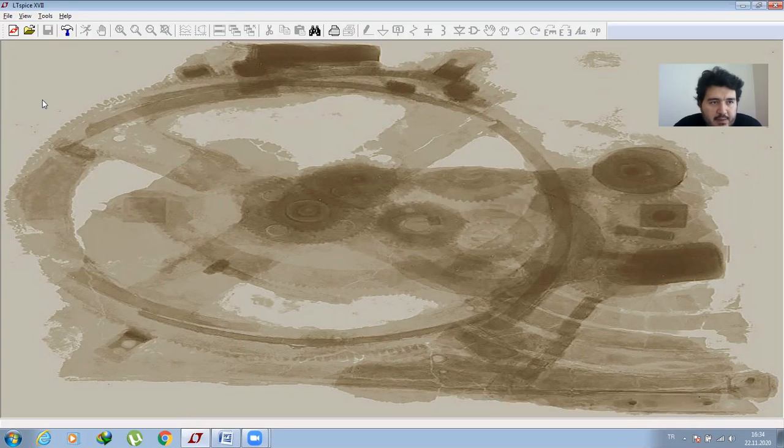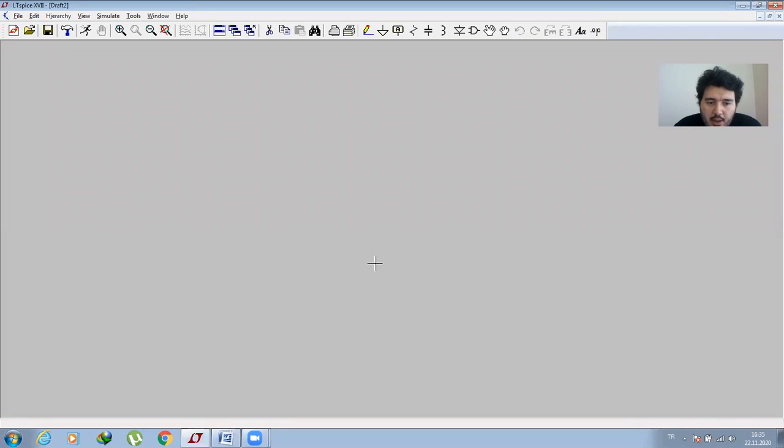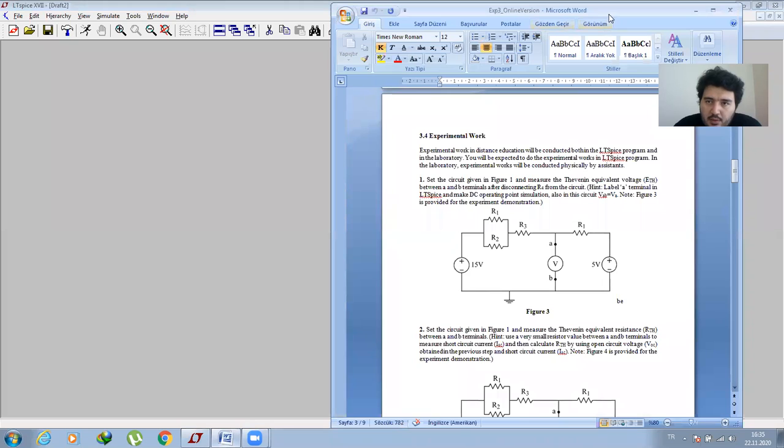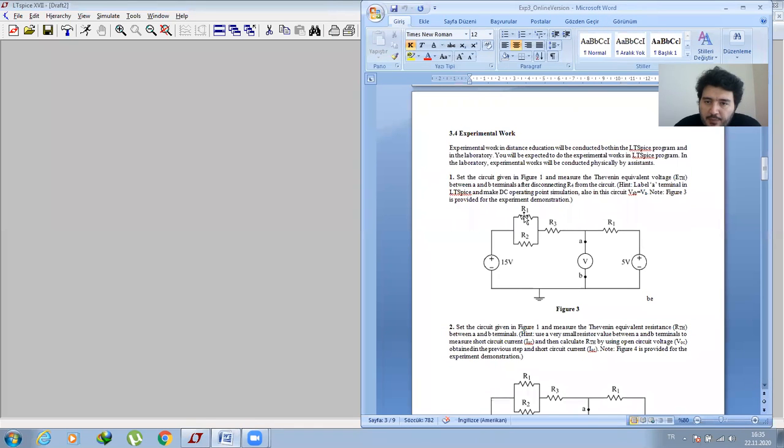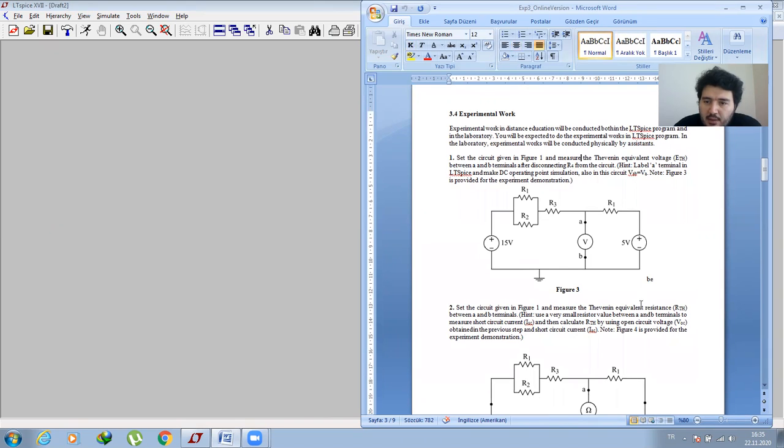You can see the LTspice blank page. So let's look at the experiment sheet and go step by step. As you can see, the first circuit is about the Thevenin circuit. I will create a circuit like that, but the values will be different. So please do write this, assigning the values of your own simulations.